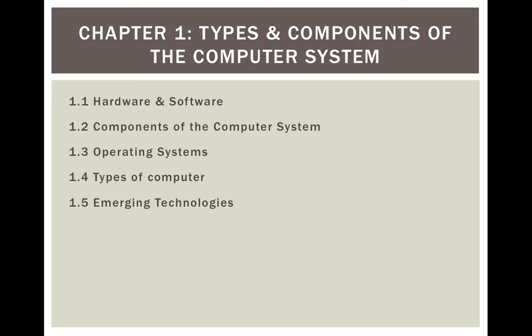Chapter 1 is types and components of the computer system, and it's broken down into 5 elements: hardware and software, components, operating systems, types of computer, and emerging technologies. I'm not going to go through everything in detail. There's a lot of stuff here that is quite common sense, that you just have to think about how you phrase your responses and how you phrase your answers. But I am going to pick out the things that appear, as I said, regularly in past papers.